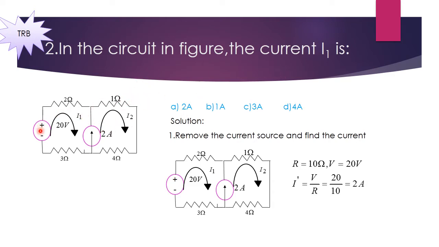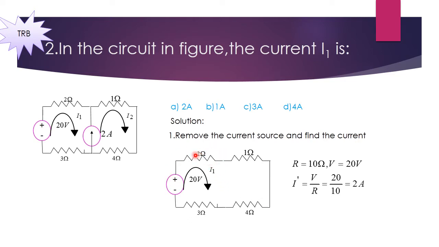Okay, so here two sources are there. One is a voltage source and another one is a current source. So first step, remove the current source and find the current. So first we are going to remove this current source and we are going to find the total current.